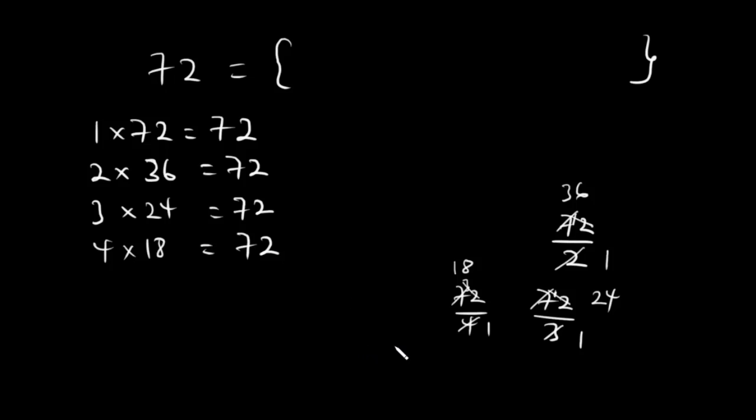How about 5? 5 times 14 is equal to 70. And 5 times 15 is equal to 75. So 5 cannot be a factor of 72.